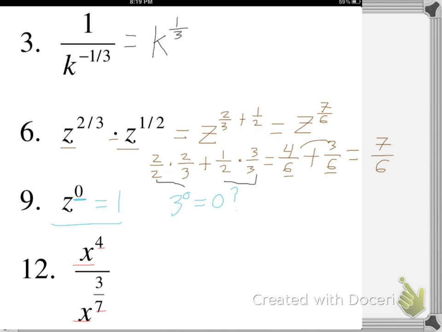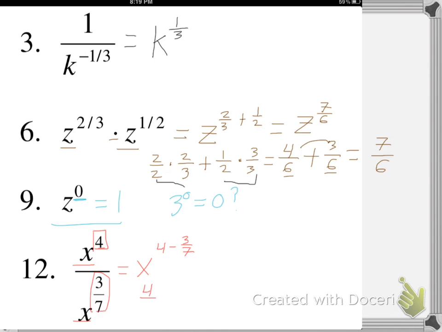So on the next one, number 12, you notice we have a common base of x and x, but here our exponents are 4 and 3/7. So since we have common bases, we can subtract the exponents. So we have x to the 4th minus 3/7.